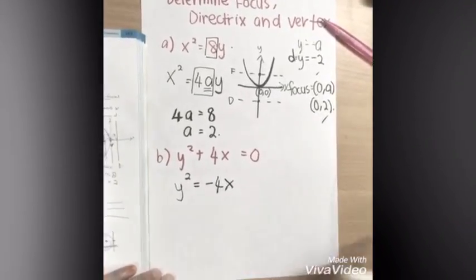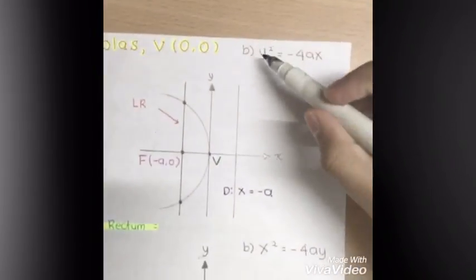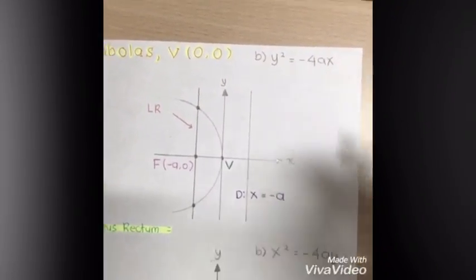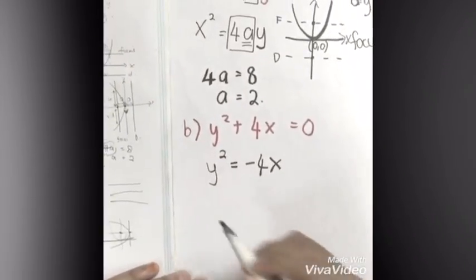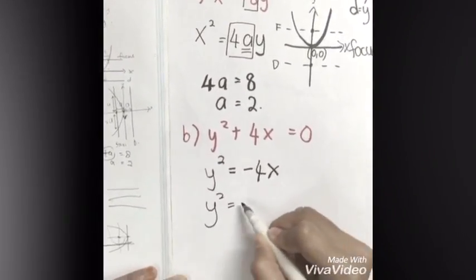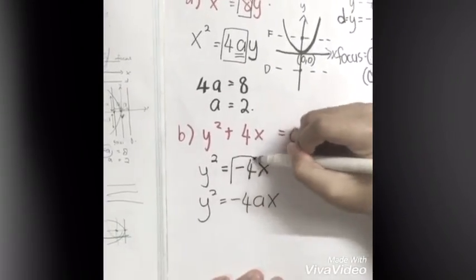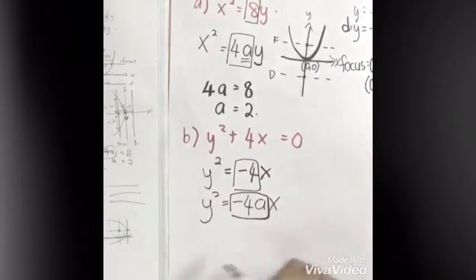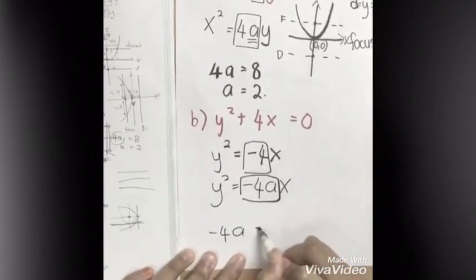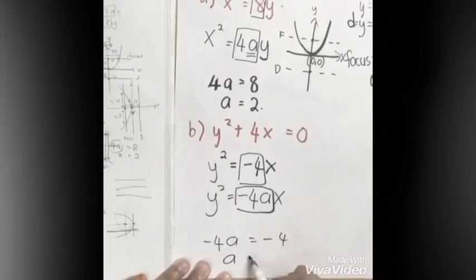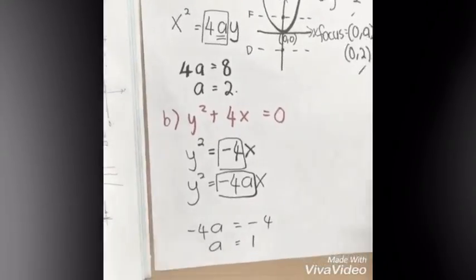By this equation, we know that it uses this graph type, which is y squared equals negative 4ax. Here, we can put y squared equals negative 4ax. Now, what we want to do is compare this and this. So, negative 4a equals negative 4, which means a is 1.